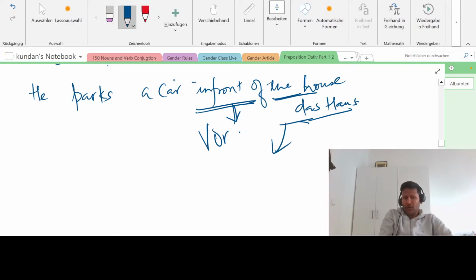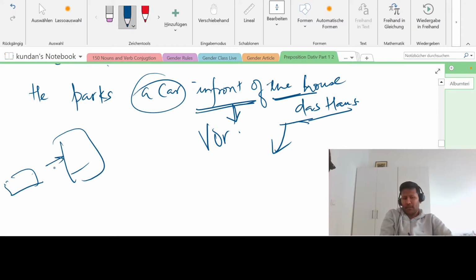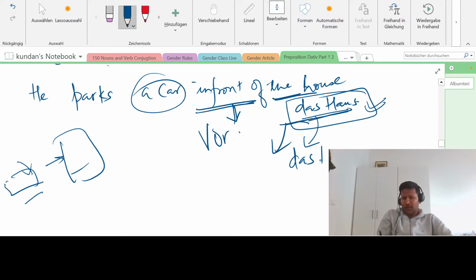Is there a movement of the car? Yes. He's parking the car, right? The car was not in front of the house before. Now he's parking. So there's a movement, right? So this will be in accusative case. So nominative das Haus will stay das Haus in accusative.